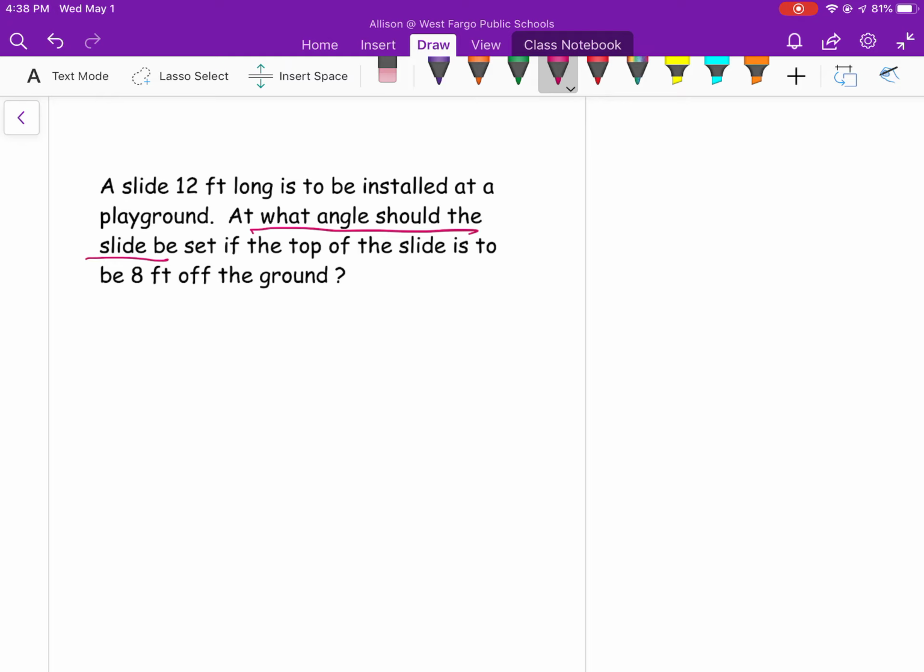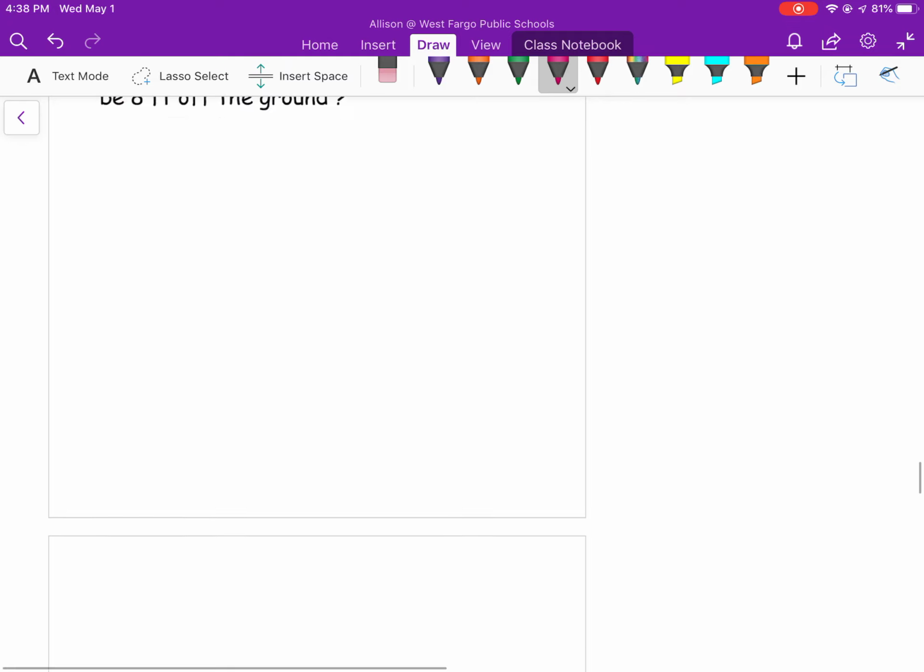At what angle should the slide be at? We actually didn't learn that this year, so we can skip this one.